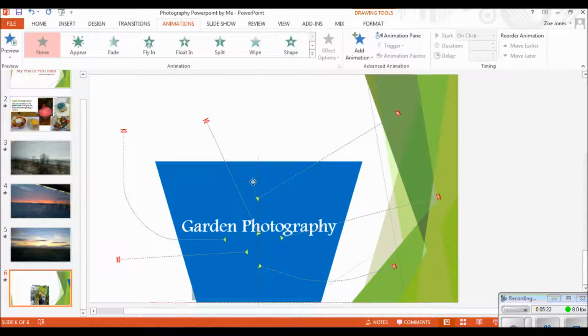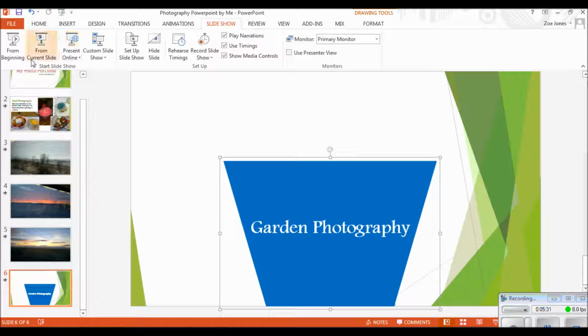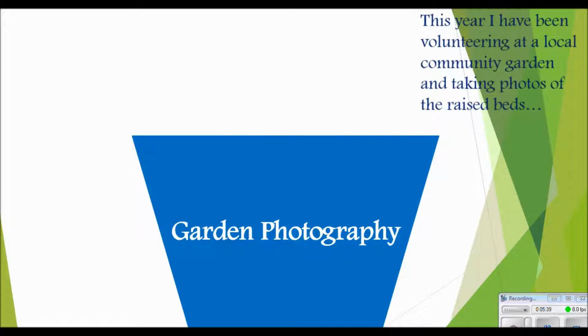You might not have done, but anyway, it's a good chance just to bring your cover shape back, settle that there, and then have a look and see how it's looking so far. So slideshow from current slide. So we start like this, and you explain it's all about garden photography. You click your arrow on your keyboard and out whooshes your writing.